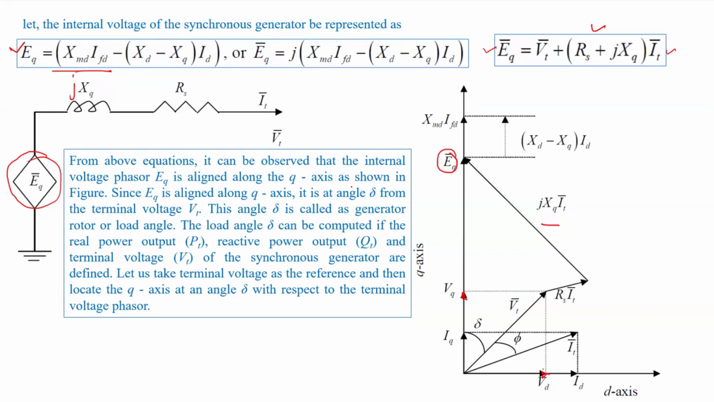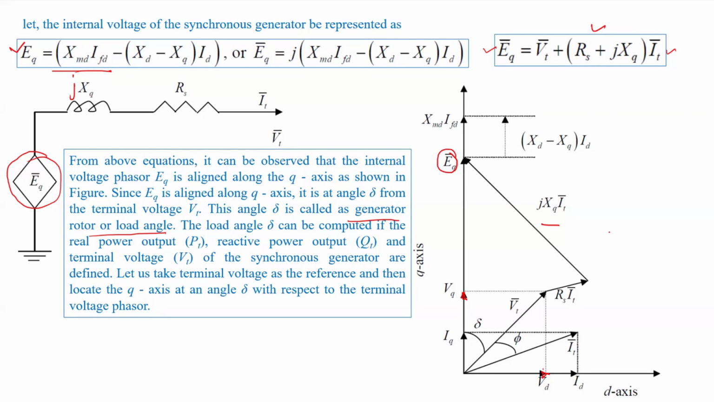EQ is aligned along Q axis as shown here. Since EQ is aligned along Q axis, it is at an angle of delta, right? Obviously, because Q axis is making an angle of delta with Vt, so therefore EQ is making an angle of delta with Vt, right? So this angle delta is called the generator rotor or load angle, because you can see here this is the angle between the internal voltage and the terminal voltage. Okay, this angle is in fact known as the load angle or rotor angle.